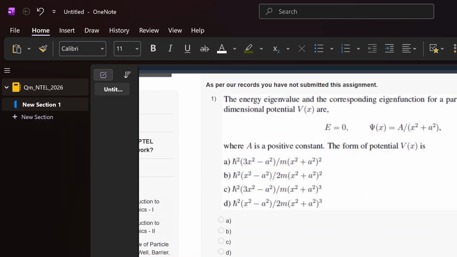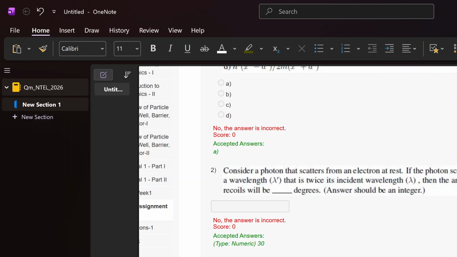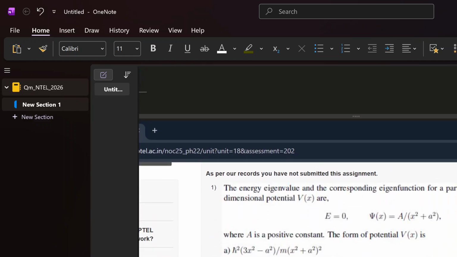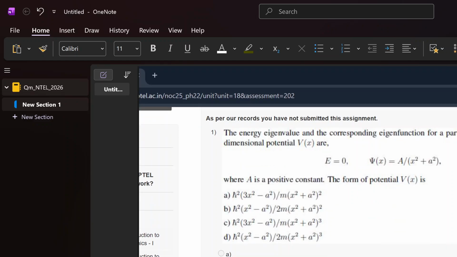This OneNote page is visible to you, I guess. So welcome to the first tutorial of this course, Quantum Mechanics. As you already know, we have an assignment for this week, with 10 problems based on this week's content of the course, and we'll be solving these problems together.